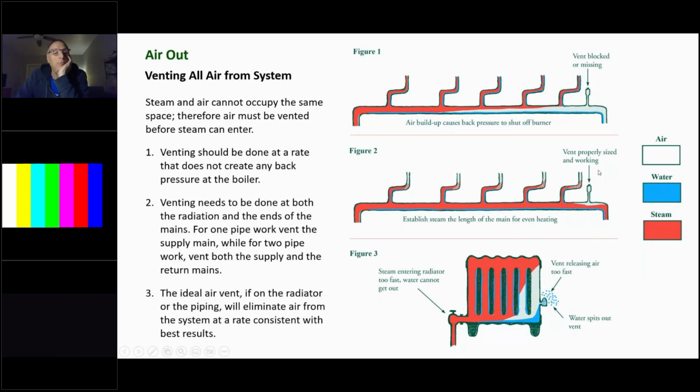So venting needs to be done both at the radiation and the ends of the main. For 1 pipe work, vent the supply main, while for 2 pipe work, vent both the supply and the return mains. The ideal air vent, if on the radiator or the piping, will eliminate air from the system at the rate consistent with best results.